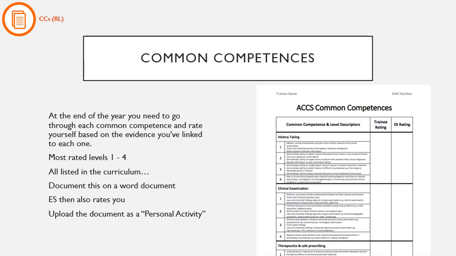You're then expected to be at level 2 or above in at least half of them by the end of the year. And the linking of your workplace-based assessments throughout the year is your evidence to show why you're rating yourself at the level you're rating yourself at. Once you've given yourself a rating for each of these common competencies, your educational supervisor will then do the same, and then you sign and upload the document. As you can see, there's a template ready-made for you. So this is called CCs, and RL are just my initials, and that's on the Deanery website for you to download and to fill out, like I've said.